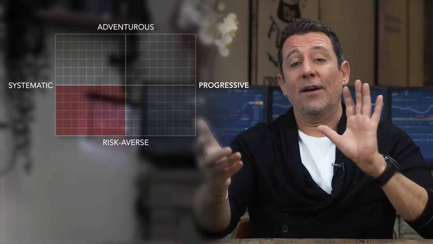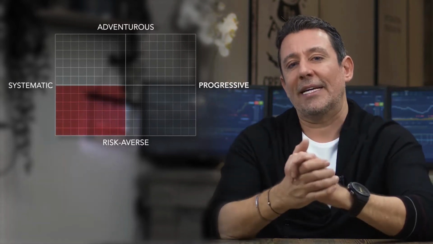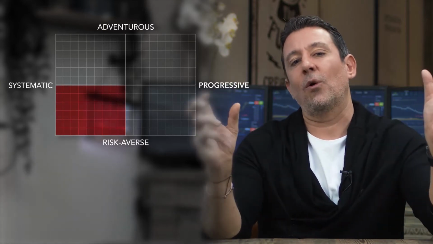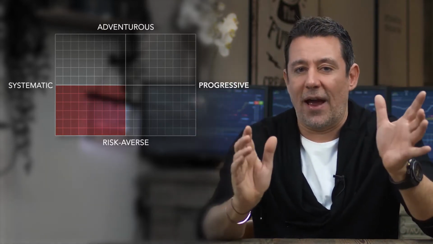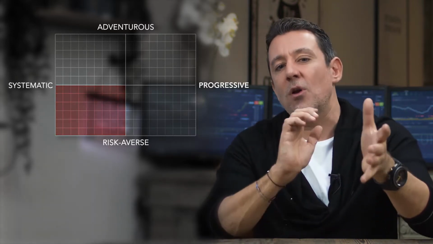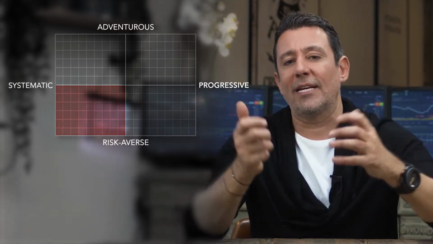Now the con, or the negative of being too systematic, is you can often overthink things, and you can confuse yourself and get caught in what's known as analysis paralysis. That can result in you making bad decisions, wasting a lot of time not placing enough trades, and getting caught up with overanalyzing a position.